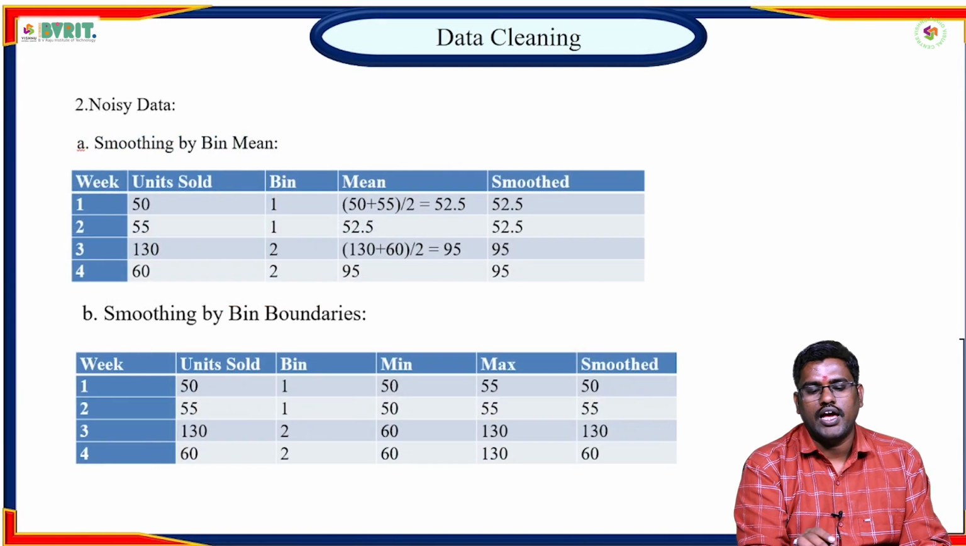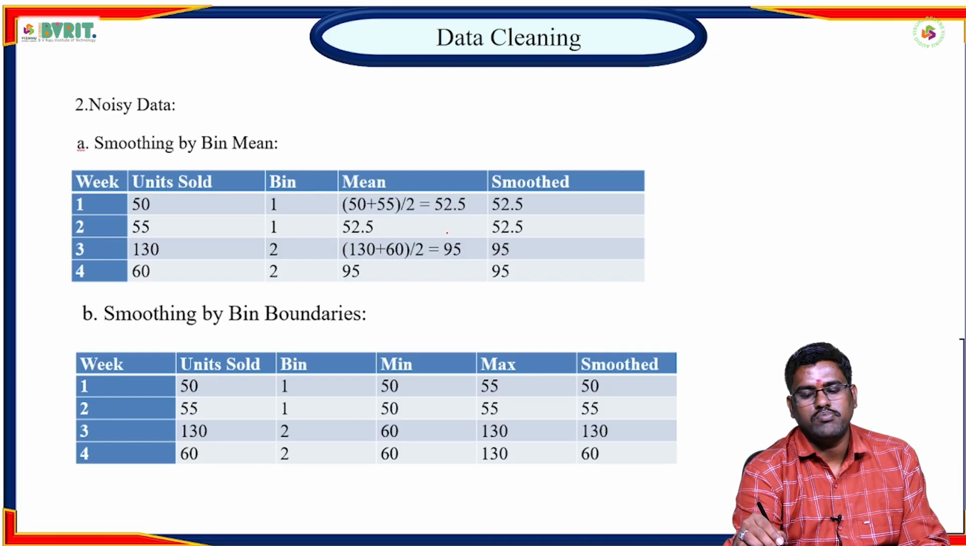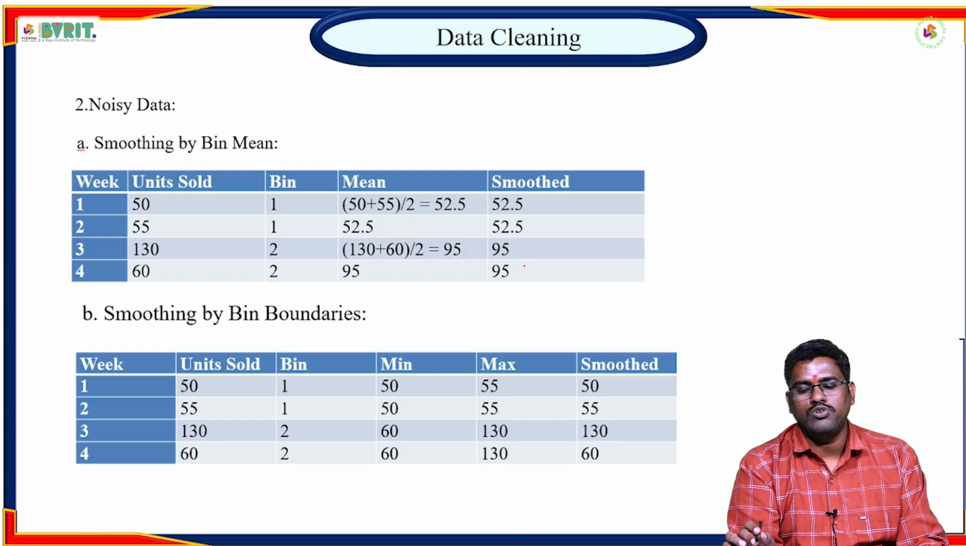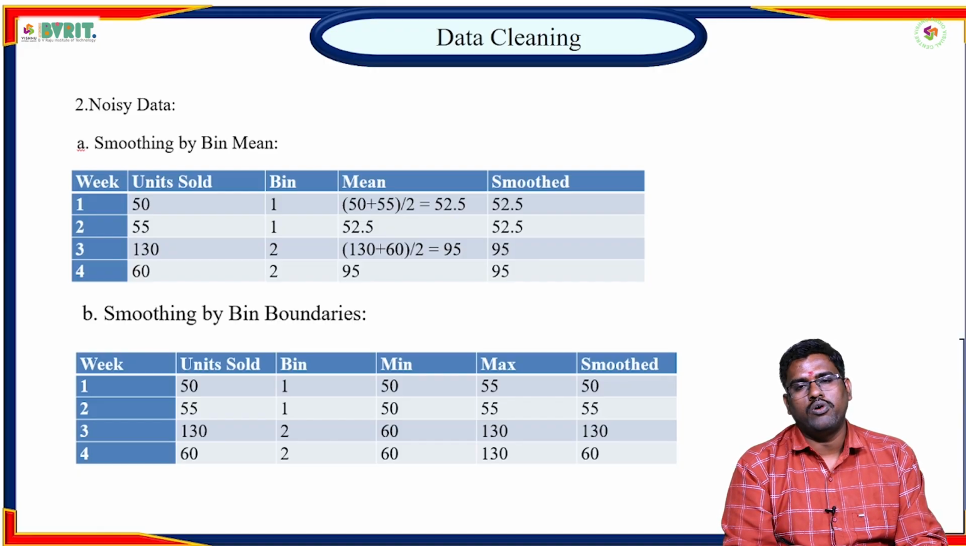So based on that we are calculating. These 2 belong to bin 1 and these 2 belong to bin 2. Whatever we get here, the same number will appear in this row, and here also the same number will appear. So in the smoothing, those values will be 52.5 and 95.